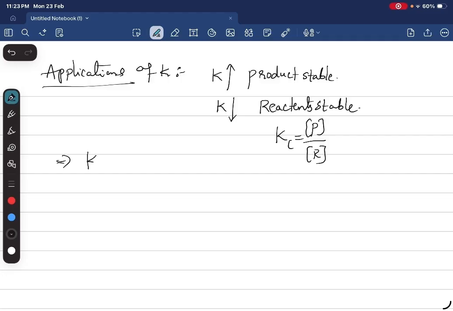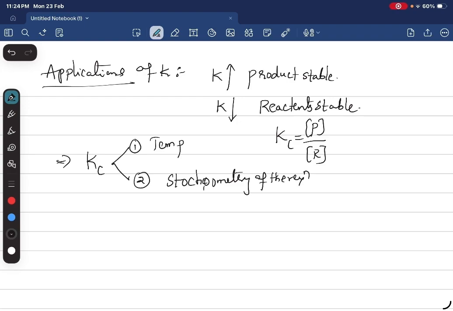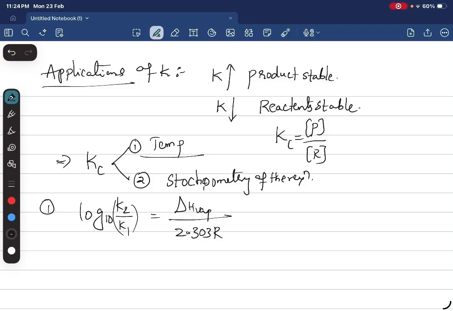And then Kc mainly depends on two factors. One is temperature factor, the other one is stoichiometry of the reaction. So first condition, temperature. This is called the van 't Hoff equation: log K2 by K1 equals delta H by 2.303 R into 1 by T1 minus 1 by T2.